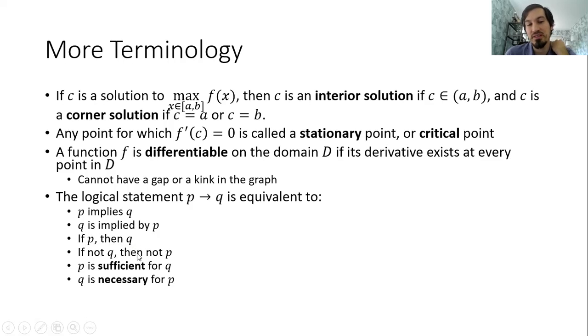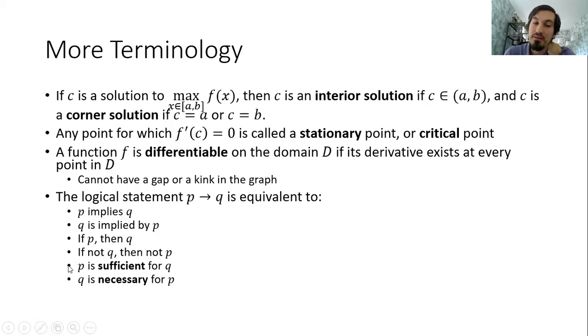And of course, you can rephrase that the other way. If not Q, then not P. If Q is not true, then P could not be true. Because otherwise, by implication, Q would also have to be true. So those are equivalent.